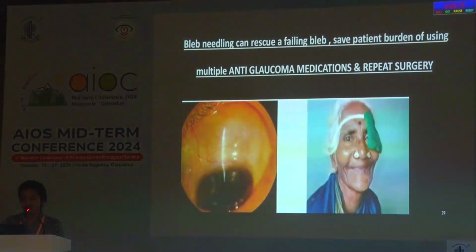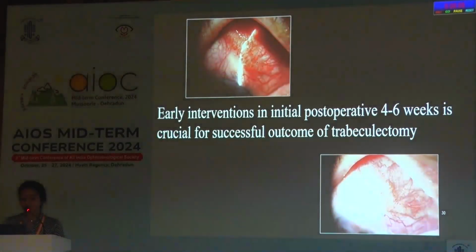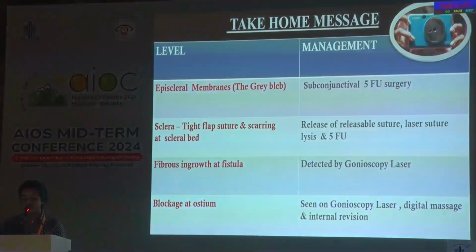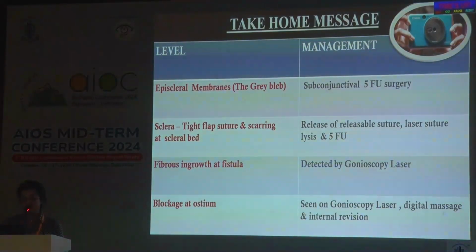So bleb needling can rescue a failing bleb, and save the patient the burden of using multiple anti-glaucoma medications and repeat surgery. So early intervention in the initial post-operative 4 to 6 weeks is crucial for a successful outcome of trabeculectomy surgery. This is my take-home message.